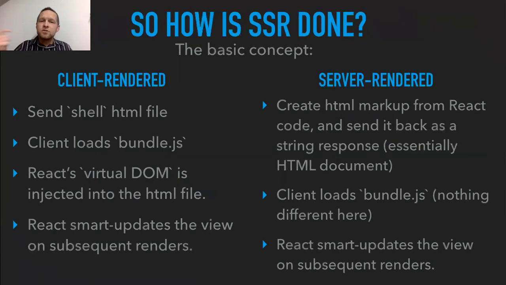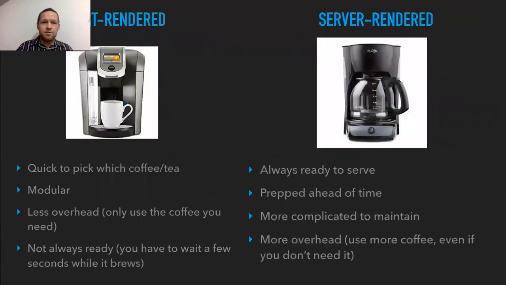So how is server-side rendering done? On the left, we have client rendered. We know what that's all like. Send a blank HTML file, attach the DOM, React smart updates the view. On the right side, we have server rendered apps. So we're going to create the entire HTML markup on the server side. We're going to send that whole thing back, and then the client loads bundle.js to only update what needs to be updated after that initial render.